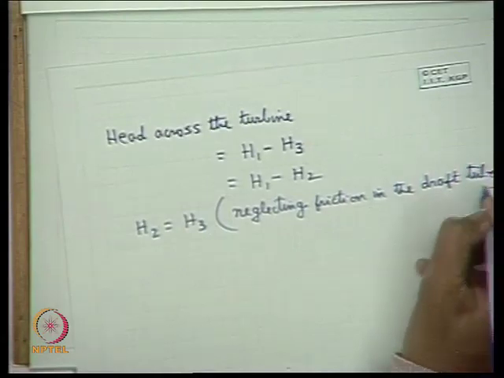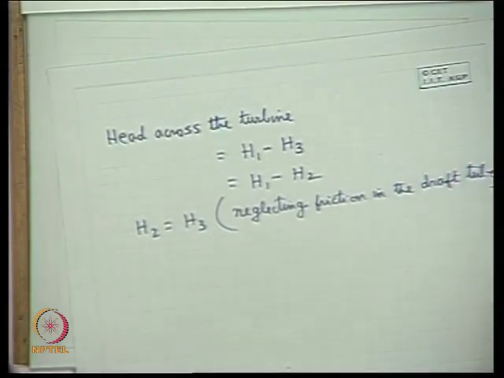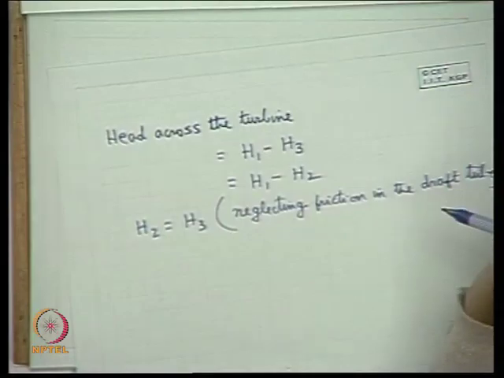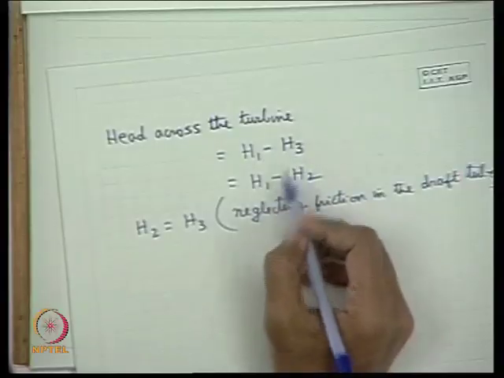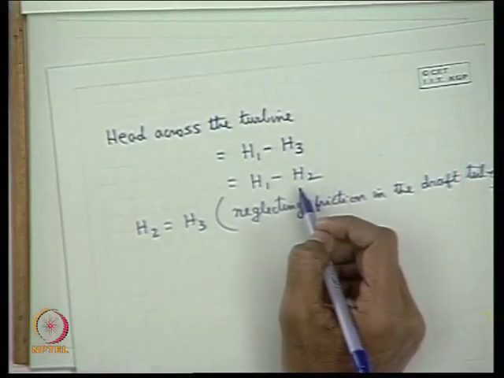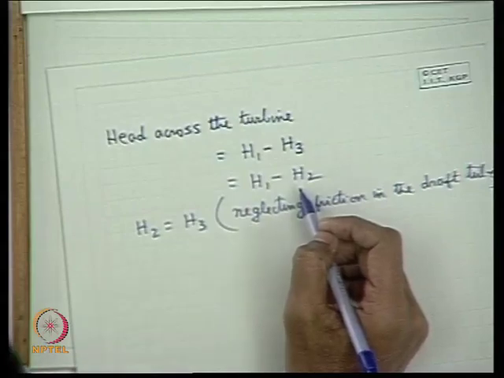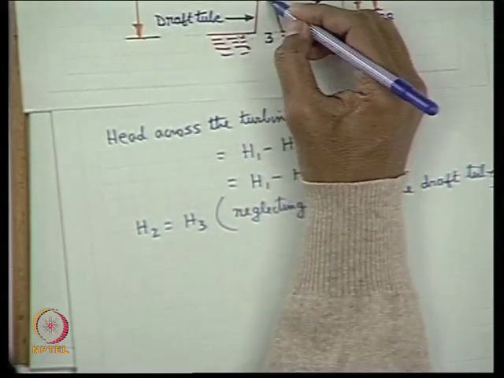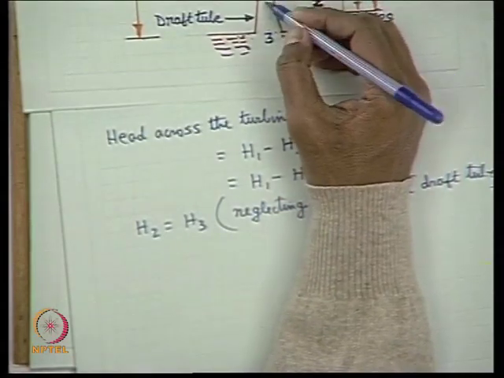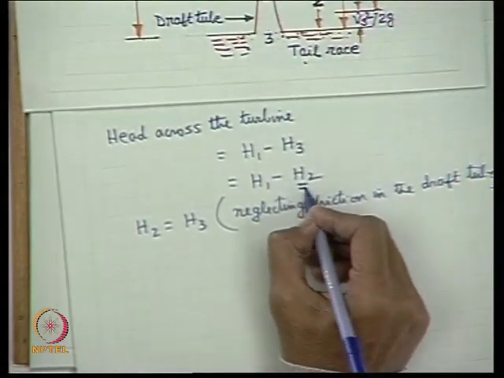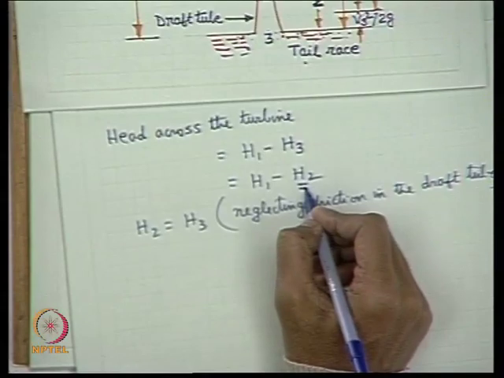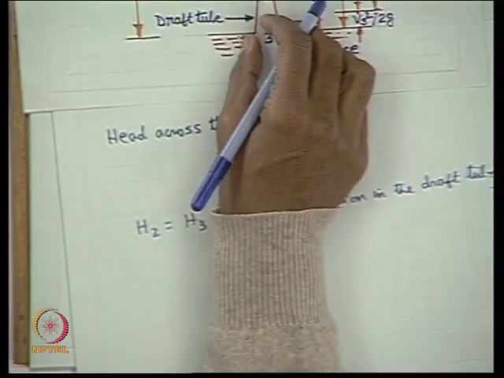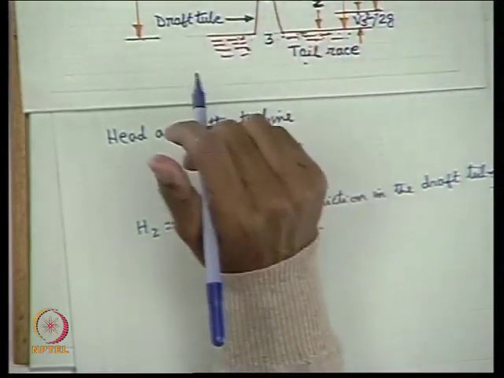Then you can ask me a question, sir: if it is so, then why do you provide a draft tube? Because H1 minus H3 is H1 minus H2. Why do you provide the draft tube? The draft tube is provided because, with the use of this draft tube, this H2 is lowered as compared to the case where there was no draft tube. I would like to show that.